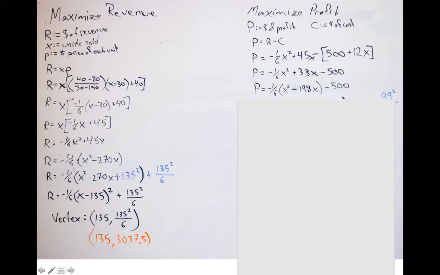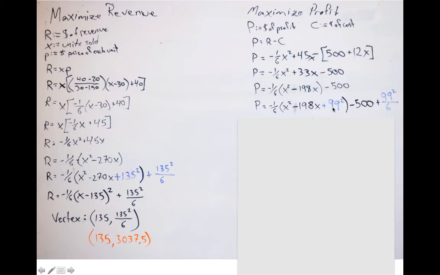And like I did over here, I'm going to pull out the negative 1/6. So I have a negative 1/6 pulled out. So that moves from 33x to negative 198x. I don't really need to worry about this 500. I don't have to pull it out, so I keep it outside of the parentheses so that I don't have to deal with the negative 1/6. And then I complete the square.